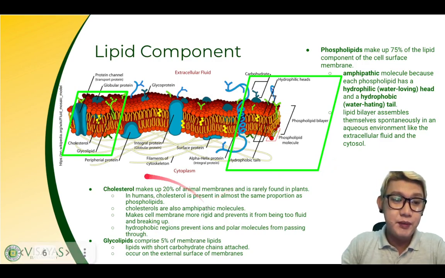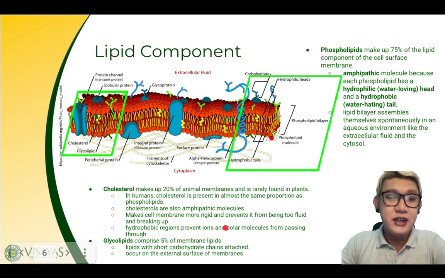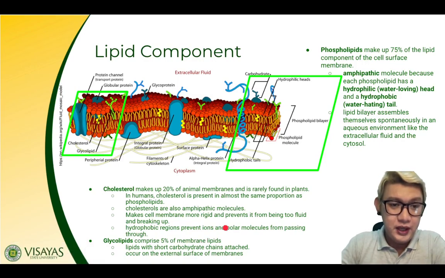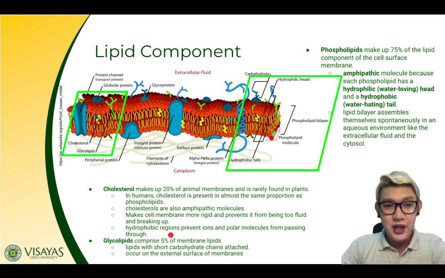Another lipid component of the cell membrane is cholesterol, and there are also glycolipids. Cholesterol makes up 20% of animal membranes and is rarely found in plants. In humans, cholesterol is present in almost the same proportion as phospholipids. Cholesterol molecules are also amphipathic, with a lipid or hydrophobic component and a hydrophilic component. They make the cell membrane more rigid and prevent it from being too fluid and breaking up. The hydrophobic regions of cholesterol prevent ions and polar molecules from passing through the membrane.